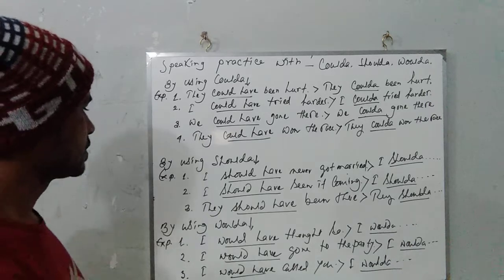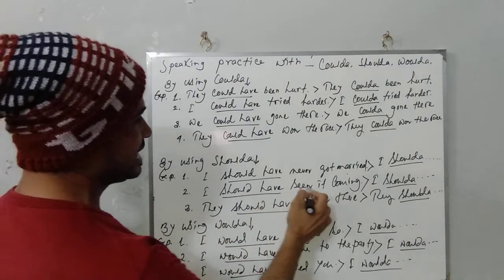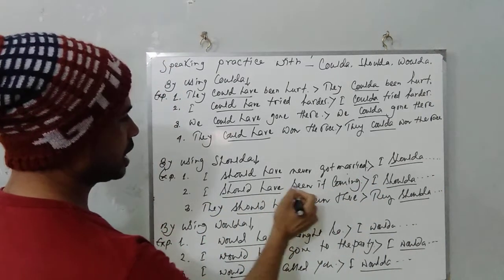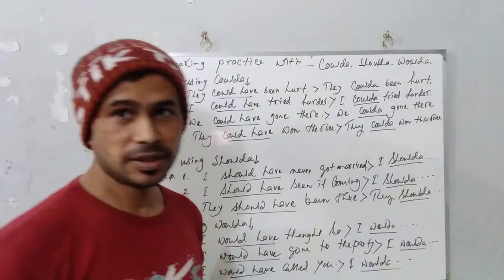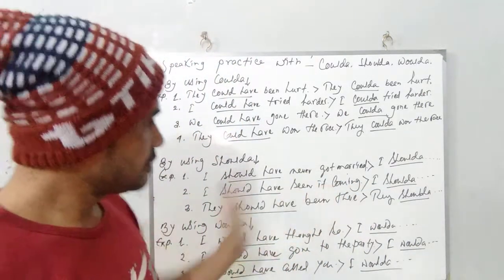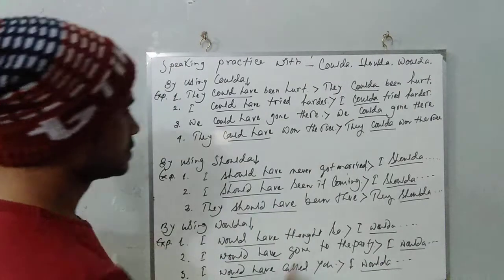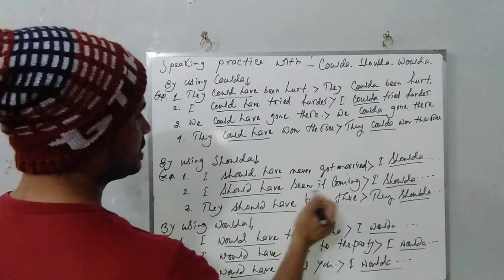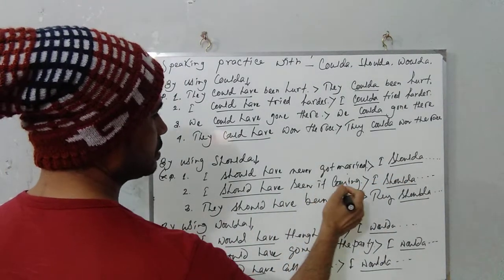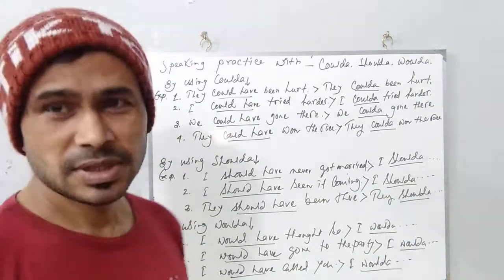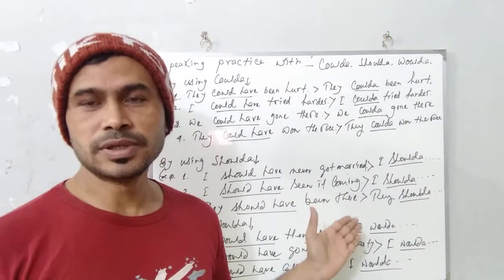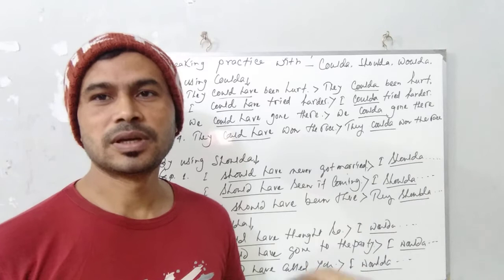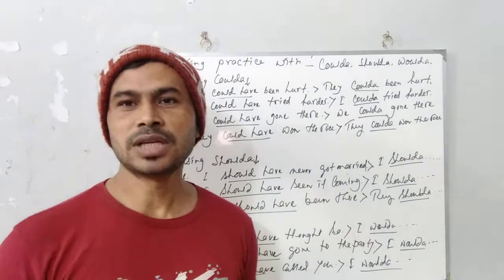So the next sentence: I should have seen it coming. I should have seen it coming. So except this sentence, we can say I shoulda seen it coming. I shoulda seen it coming. This kind of sentence we always use in our spoken language. So that's why we should know.